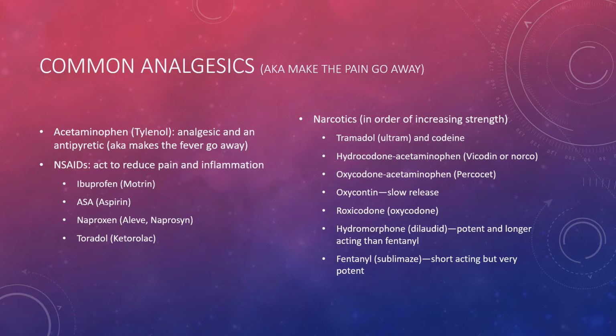and Toradol or ketorolac. Narcotics, in order of increasing strength: tramadol and codeine; hydrocodone-acetaminophen, often called Vicodin or Norco; oxycodone-acetaminophen, called Percocet; OxyContin, which is more often a slower release; Roxicodone or oxycodone; Dilaudid or hydromorphone, potent and longer acting than fentanyl; and then fentanyl or Sublimaze, which is short acting but very, very, very potent.